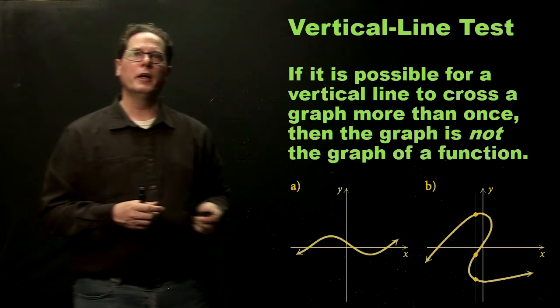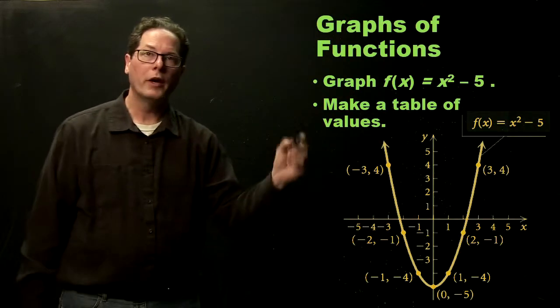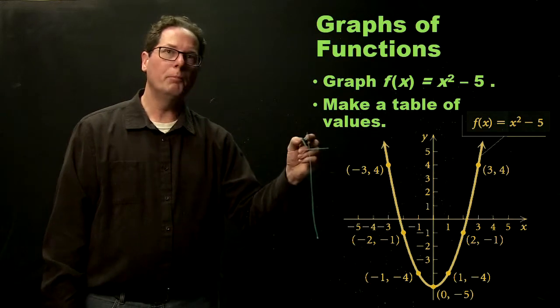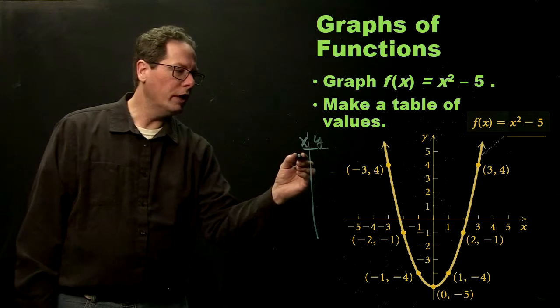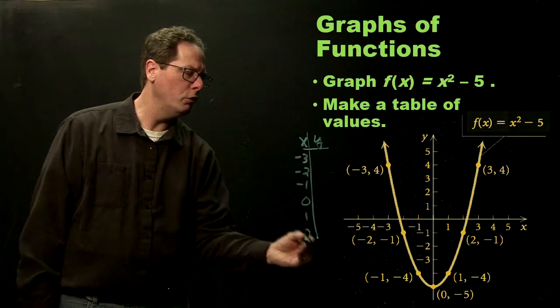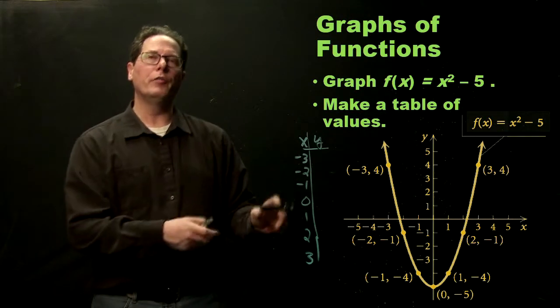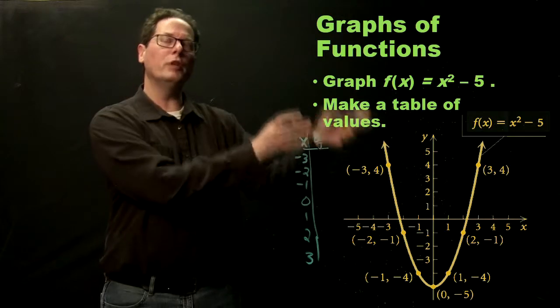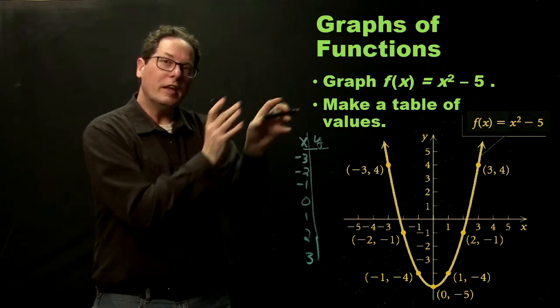If you look at a table of values, let me make one right here. So you have an input and an output. Let's do exactly what we have on the board here: -3, -2, -1, 0, 1, 2, 3. For each of these inputs, you put those into your function. That f of x is not multiplication, it's an input.